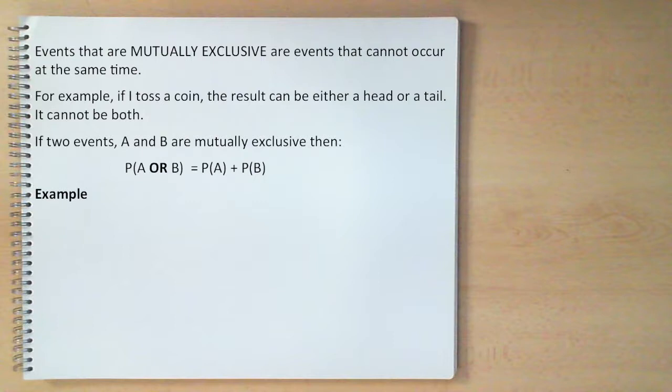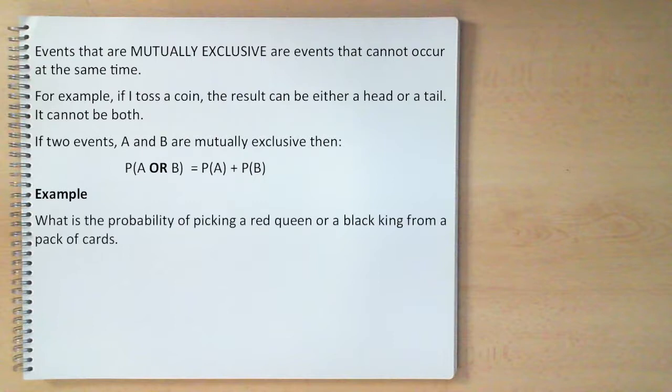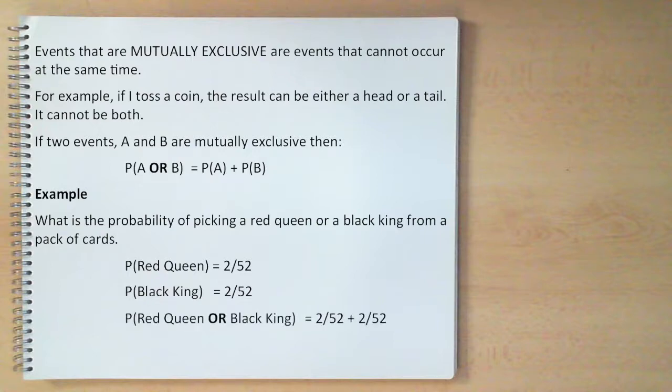Let's go back to our pack of cards. What is the probability of picking a red queen or a black king from a pack of cards? So the probability of a red queen, there are two of those, that's 2 out of 52, and the probability of a black king is 2 out of 52. So the probability of a red queen or a black king is the sum of those two probabilities, or 2 over 52 plus 2 over 52, which equals 4 over 52.